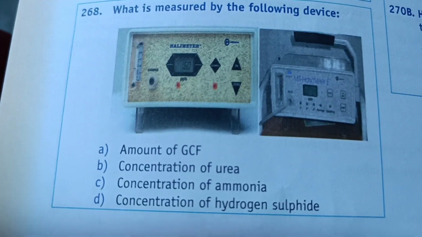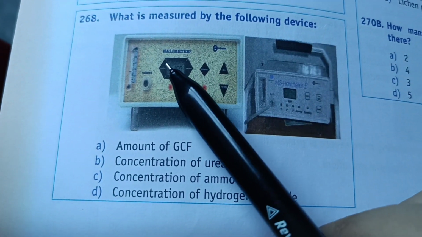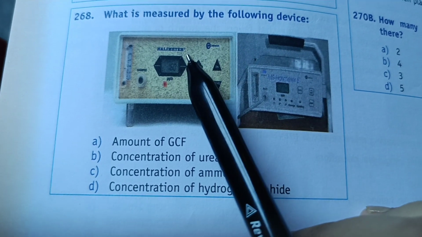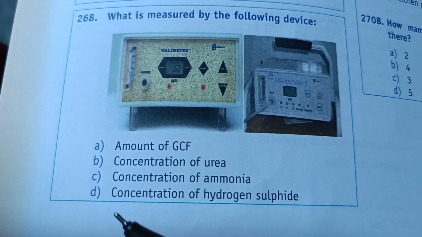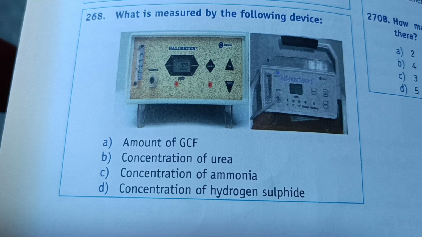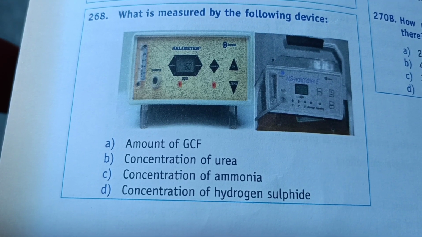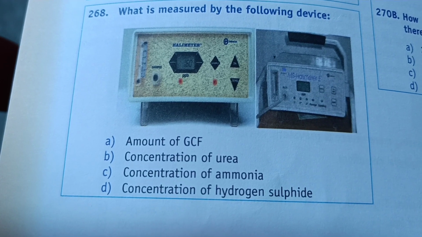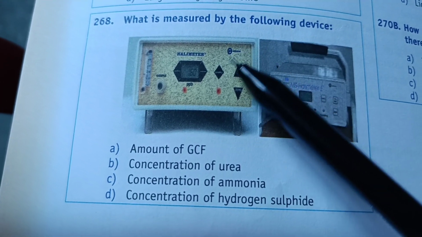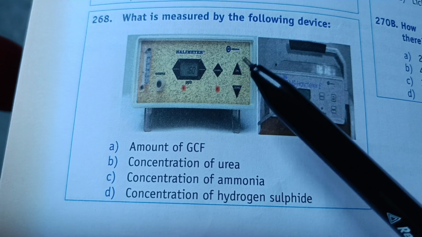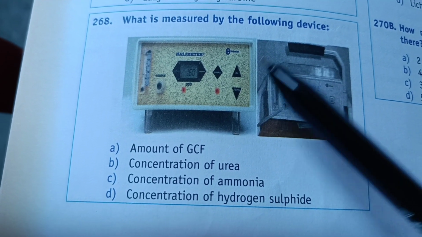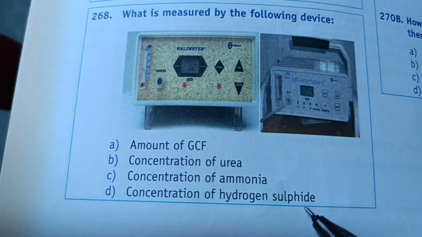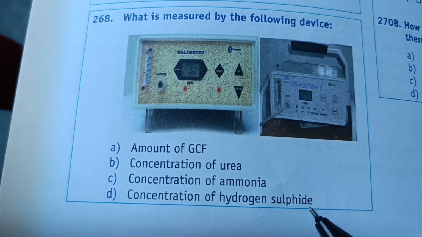What is measured by the following device? It's a very easy question. You can see the device itself mentions the name, halimeter. Your options are A, amount of GCF, B, concentration of urea, C, concentration of ammonia, and D, concentration of hydrogen sulfide. So what does a halimeter do? It measures foul smell. So basically concentration of hydrogen sulfide is the right answer.